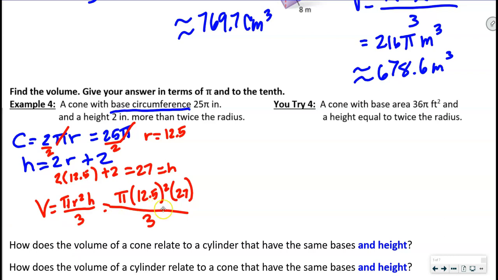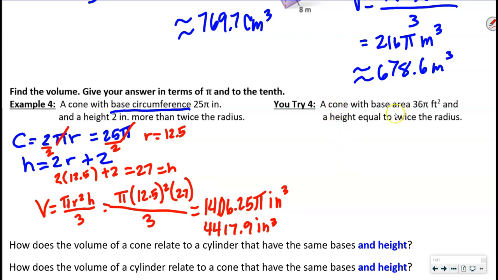So I moved that over to the left, so I have a little bit more room to work, and so now we're going to do 12.5 squared times 27 and divide all that by 3, equal to 1406.25 pi, and that is going to be, what is that, inches cubed? Now if I multiply that by pi, I got 44,117.9, again, inches cubed. Okay?